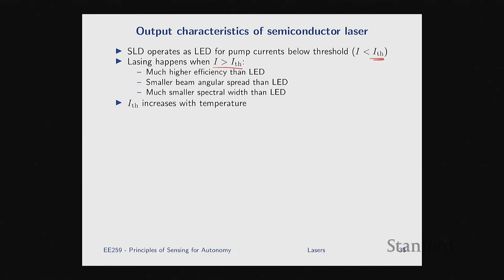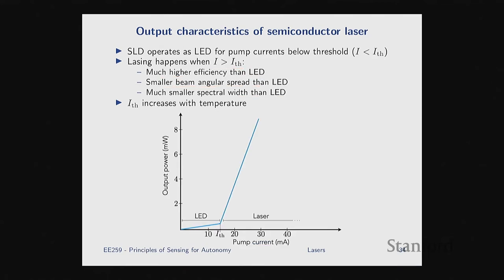And it's very clear. If you have one of these devices and slowly crank up the current that passes through it, at first, it's not very efficient. You get broad beams out of it, like an LED. And as soon as you go above the threshold, the beam becomes nice and sharp and coherent and single wavelength. So when lasing happens, you get much higher efficiency than the LED regime. You get smaller angular spread. Your beam becomes more focused. And you also, of course, in the spectrum, because of that coherence effect, become pretty narrow about the longitudinal mode of the cavity.